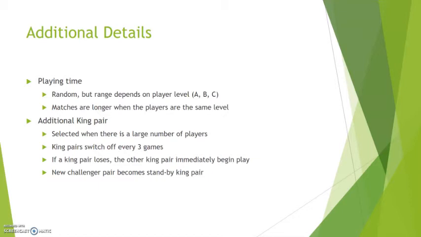An additional king pair may be selected from the challengers when there are many players. The two king pairs then switch off every 3 games. If a king pair loses to a challenger pair, the standby king pair immediately begins play, while the victorious challenger pair becomes the new standby king pair. The defeated king players go back to the challenger queue.